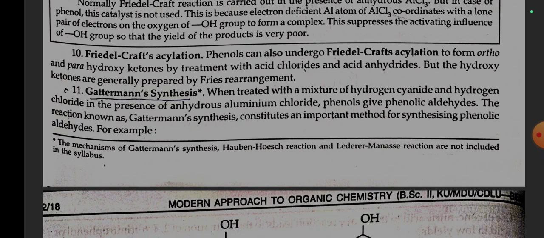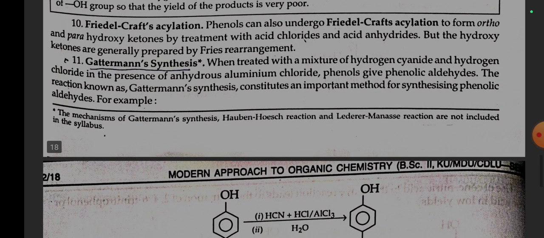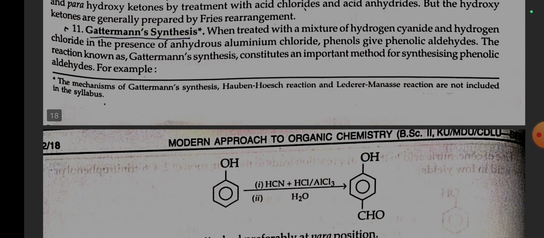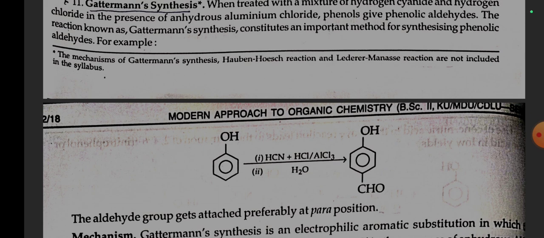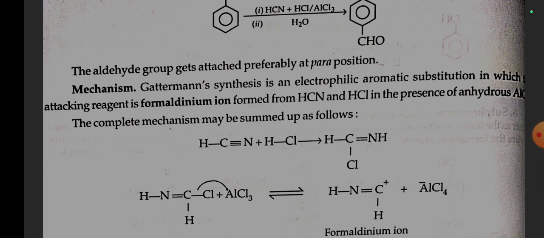10. Friedel-Crafts acylation. Phenols can also undergo Friedel-Crafts acylation to form ortho and para hydroxy ketones by treatment with acid chlorides and acid anhydrides, but the hydroxy ketones are generally prepared by Fries rearrangement. 11. Gattermann synthesis. When treated with a mixture of hydrogen cyanide and hydrogen chloride in the presence of anhydrous aluminum chloride, phenols give phenolic aldehydes. The reaction, known as Gattermann synthesis, constitutes an important method for synthesizing phenolic aldehydes. The aldehyde group gets attached preferably at the para position.